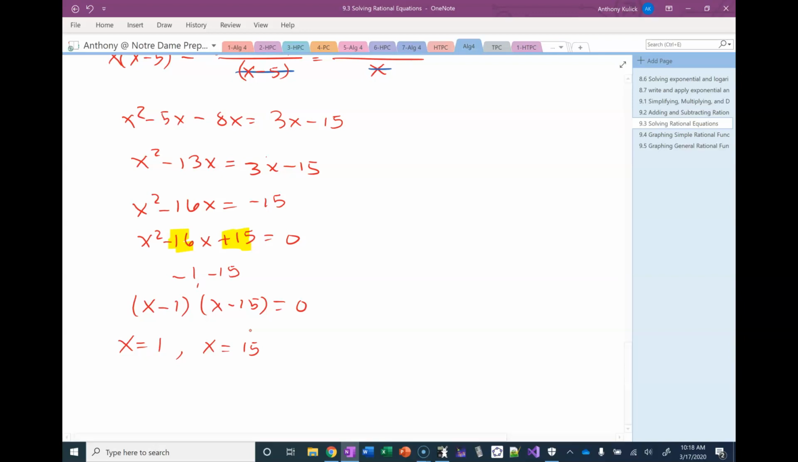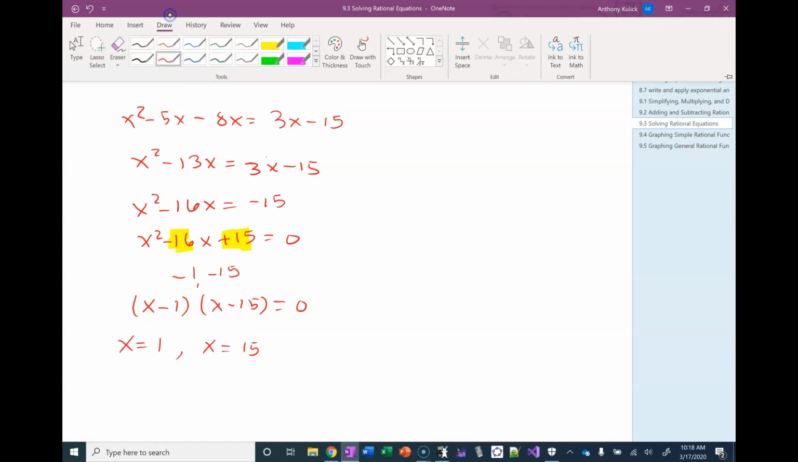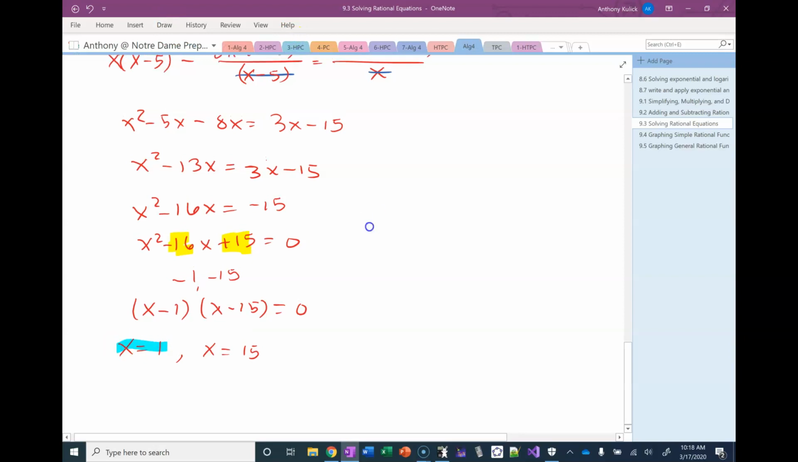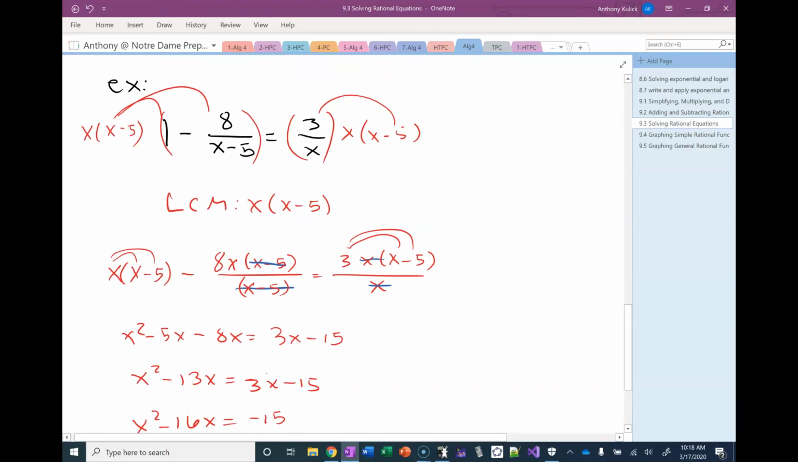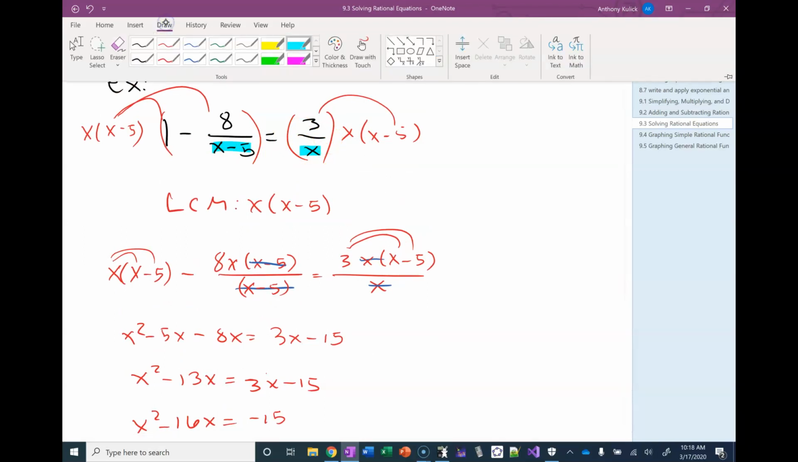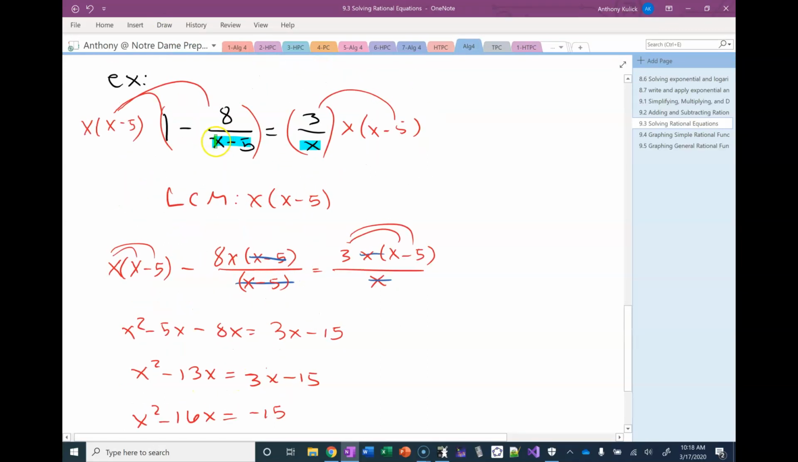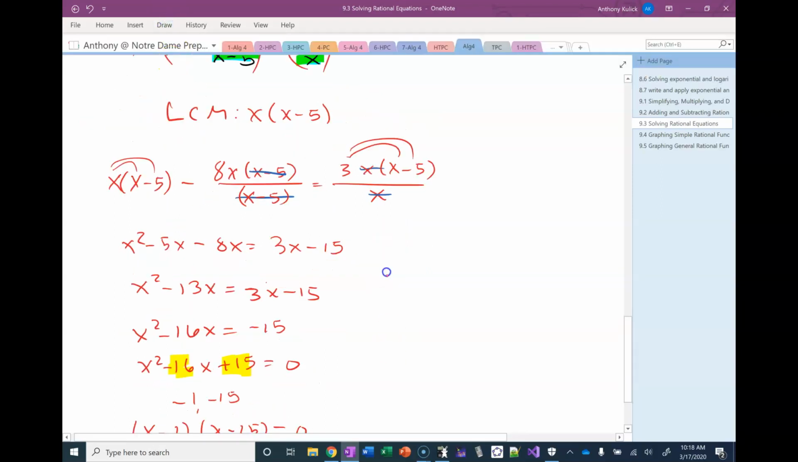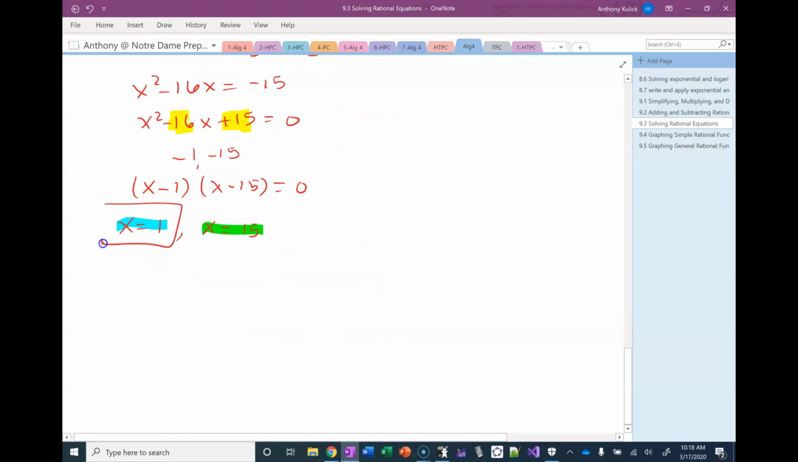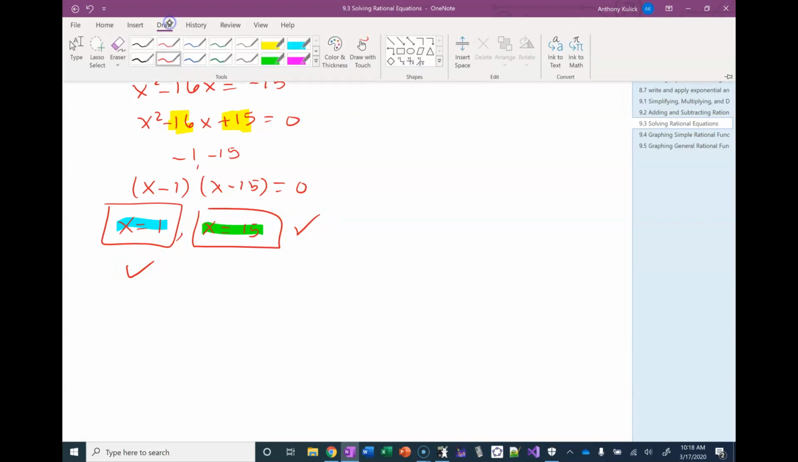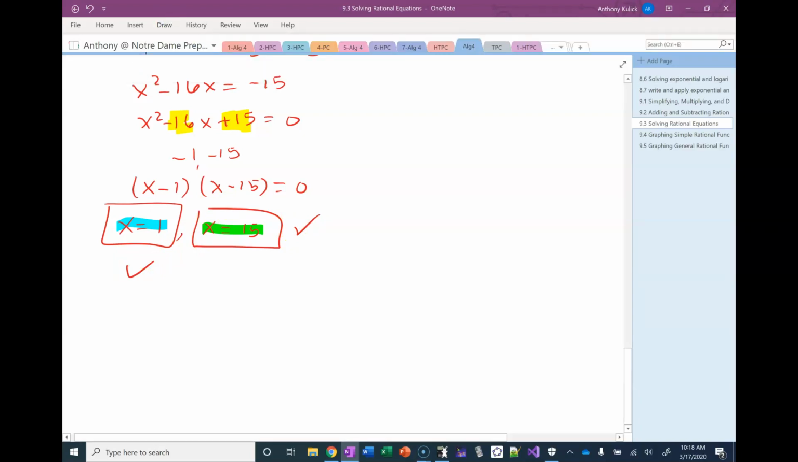But I'm not done. I have to go back and check. So if I check 1, I go all the way back to the beginning. If I plug 1 into the denominators, that doesn't give me 0. So that answer is fine. Next, I'll check 15. If I plug 15 into the denominators, I don't get 0. So that answer is fine. So I have two answers. And I'm done. Let's do one more, and then we'll be done with this lesson for today.